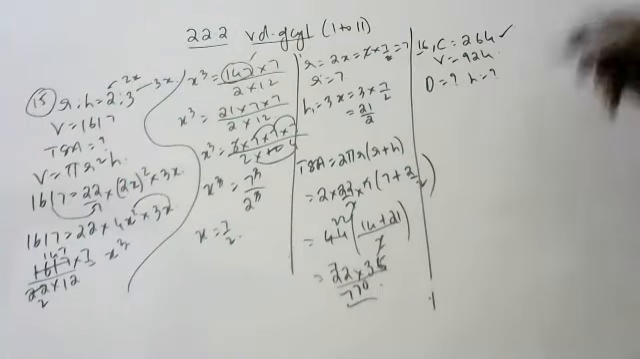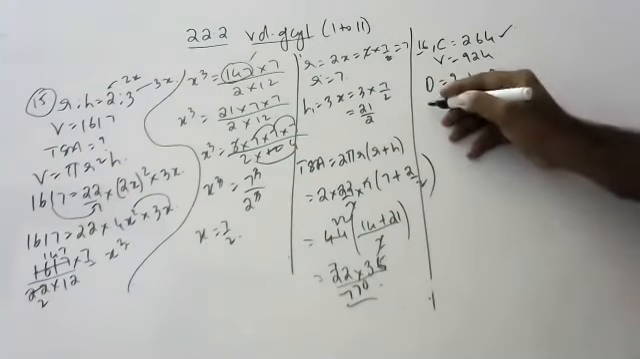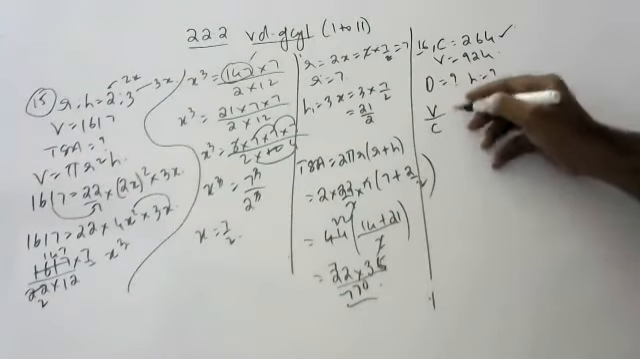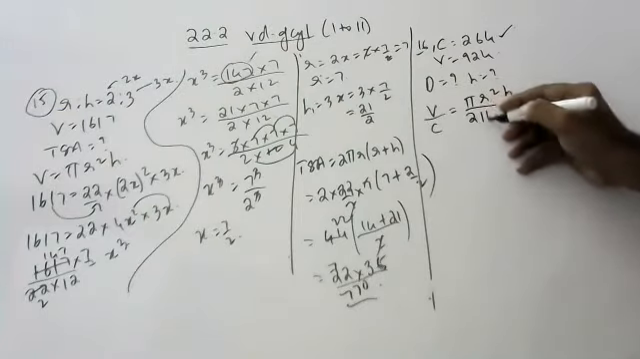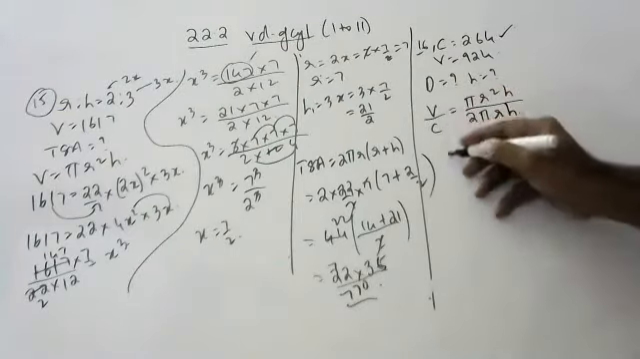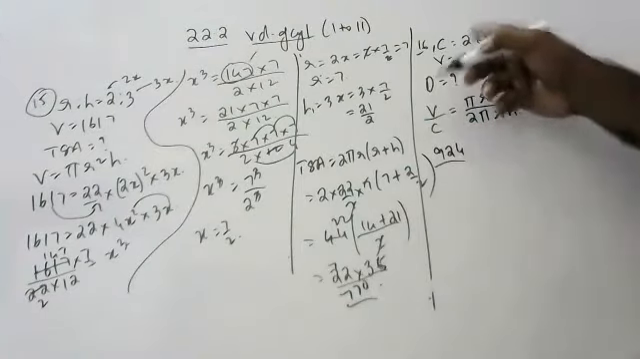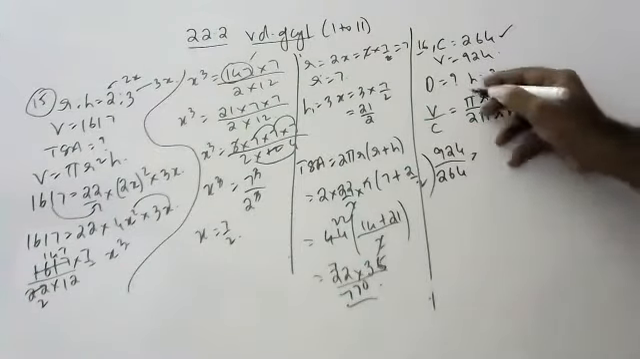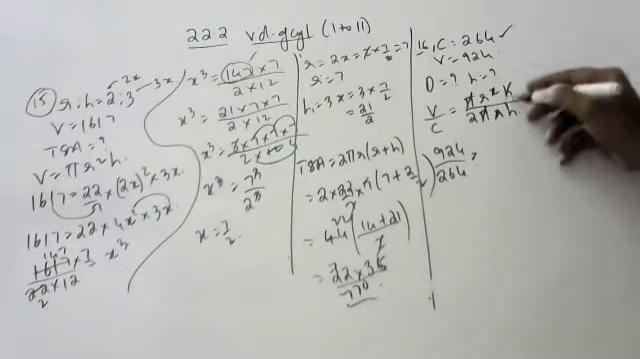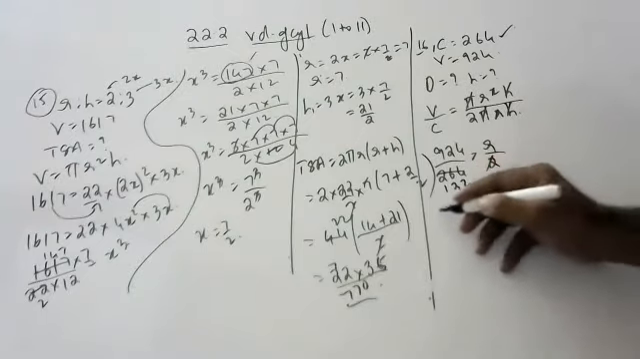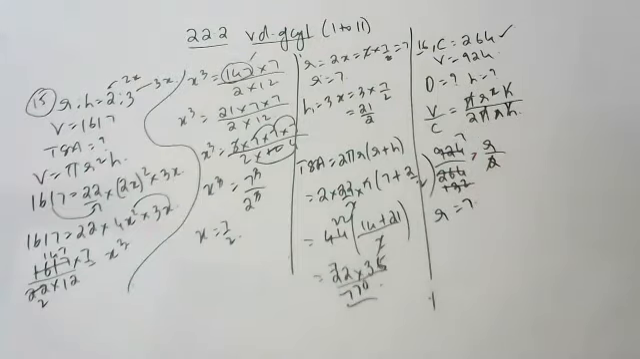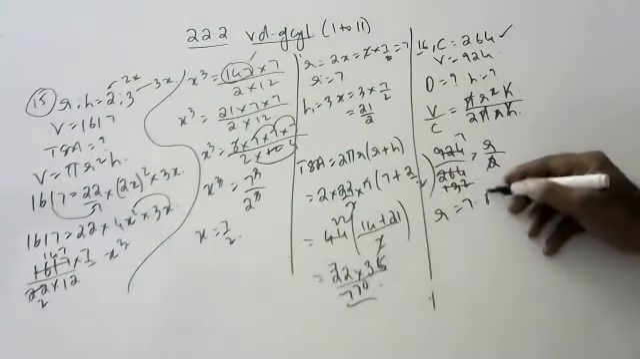Yes, sir. CSA is equal to... Okay. So what we will do? Volume by CSA. Volume is how much? Pi r square h. CSA is how much? 2 pi r h. Volume is 924, so 924 by 264 is equal to pi cancel, h cancel, r by 2. That gives 7, so radius is 7. Radius is equal to 7. Now diameter is 14 centimeters.